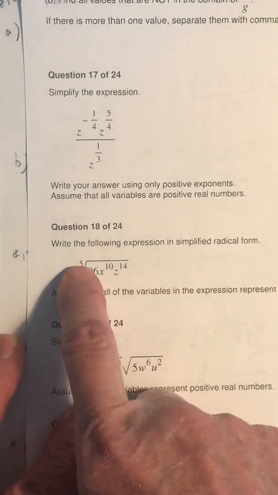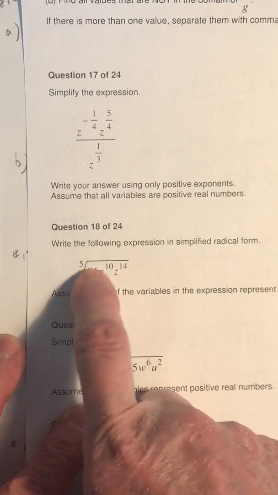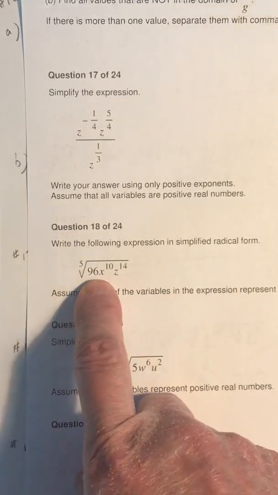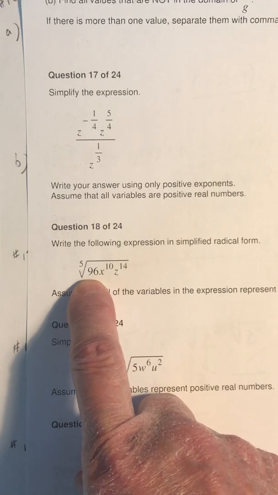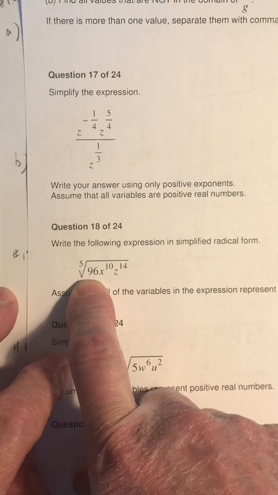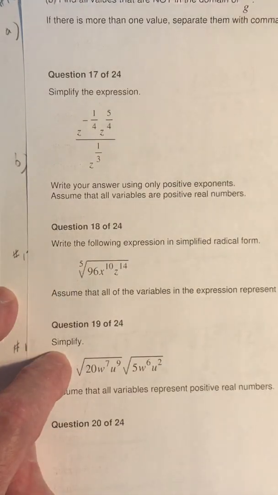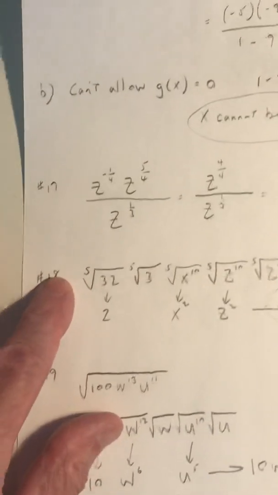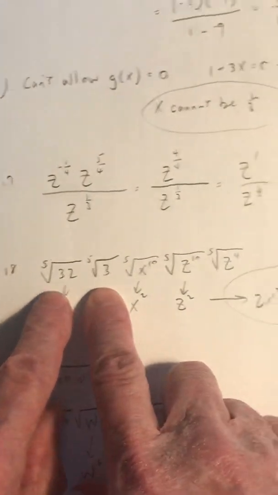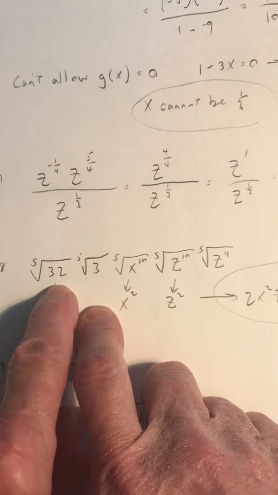Question 18, it's a fifth root radical to simplify. So we want these exponents to be divisible by 5. And if you think about our old friend 2 to the 5th power being 32, and 32 goes into 96, a convenient way to do this is to factor the 96 into 32 times 3, since that's 2 to the 5th power.